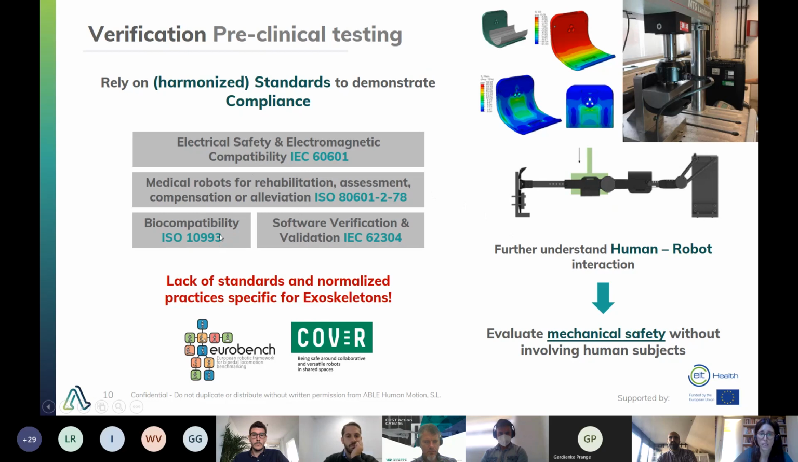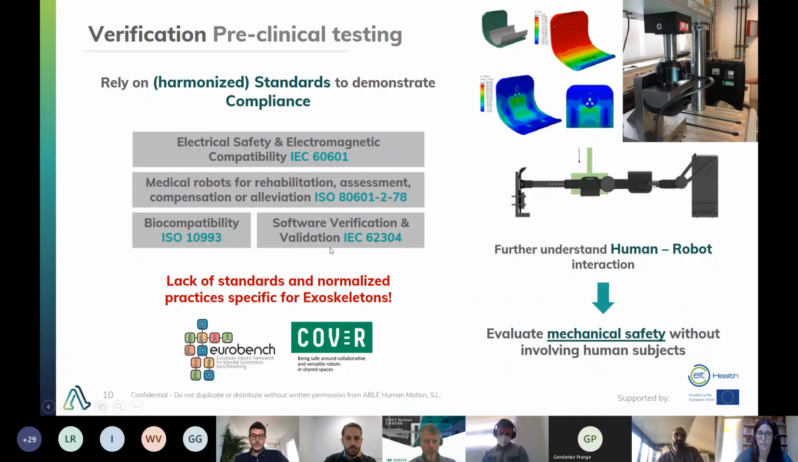And here in these 4 boxes, I have included the main standards that relate to exoskeletons. In this case, we have the family of electrical safety and electromagnetic compatibility standards, which is the 60601. And this is a big family of standards, and for each specific device, you need to check whether or not a particular standard applies. Then we also have this standard newly released from 2020, I believe, for medical robots for rehabilitation, which is essentially a modification of the previous one and adds specific considerations for robots for rehabilitation. We also need to consider standards regarding biocompatibility, and of course, if our device incorporates software, this software needs to be developed according to a specific regulation.